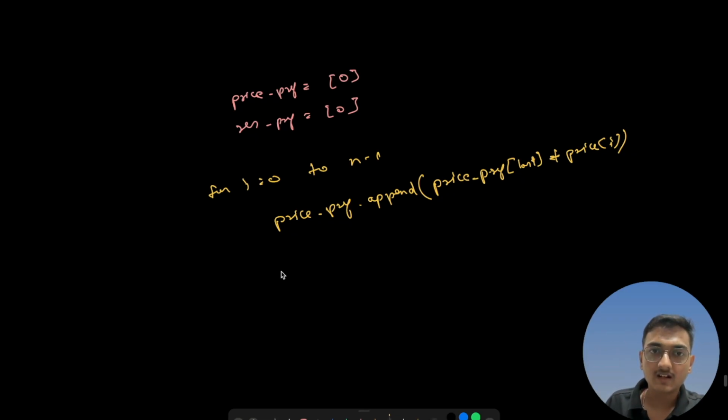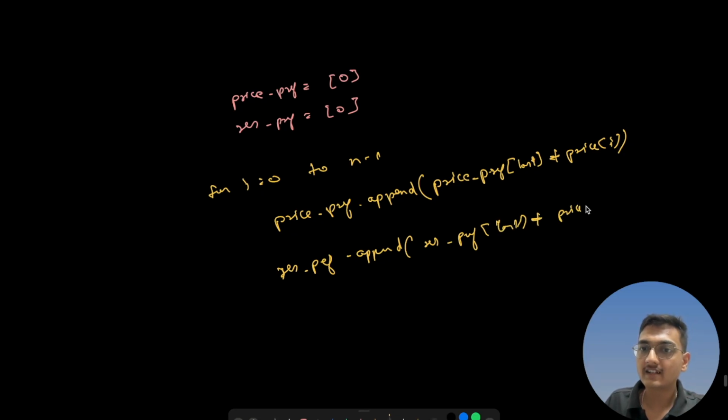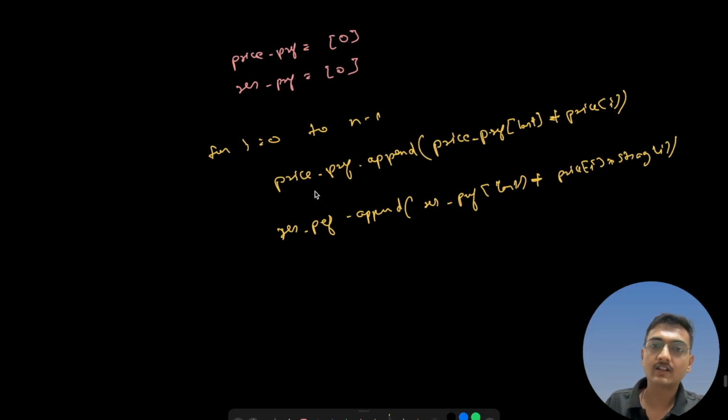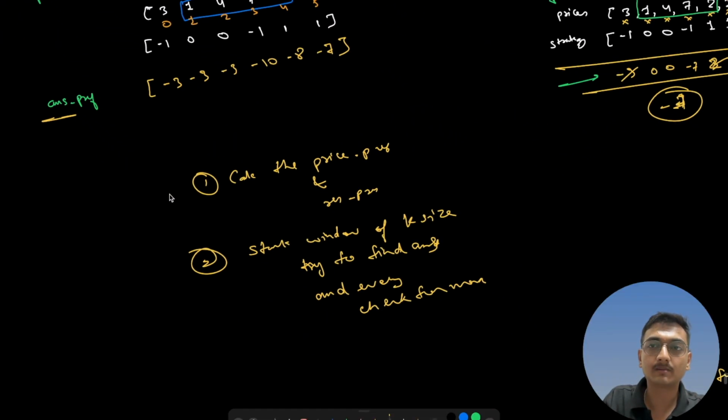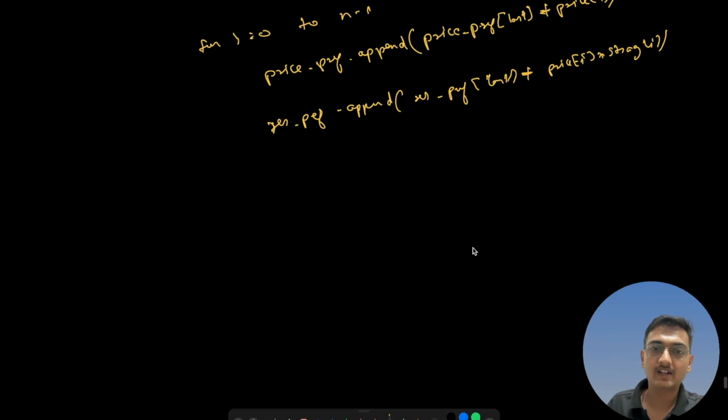Similarly, for result prefix I will do the same thing. Dot append whatever the last value of result prefix is, plus I need to multiply the price of i into strategy of i. So that's how I will be calculating the prefix arrays, the price prefix and the answer prefix. Superb.